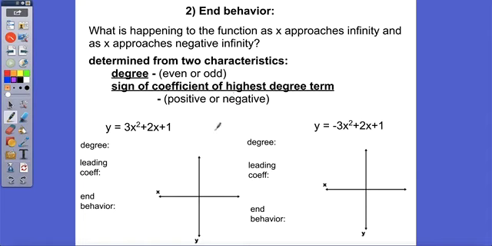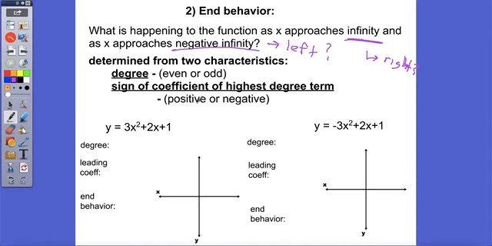Okay, end behavior. So end behavior answers the question, what is happening to the function as x approaches infinity and as x approaches negative infinity? It's 2 different questions. Basically, what's happening as our function goes to the left and as it goes to the right. What's it doing? Is it going up to infinity or down to negative infinity? That is the question we're going to be asking.